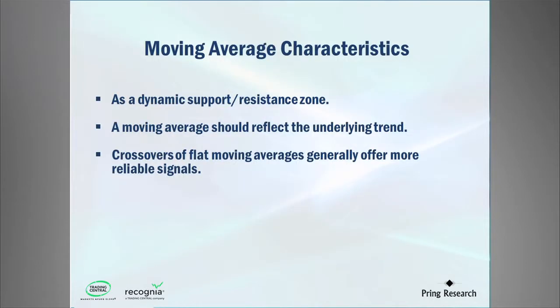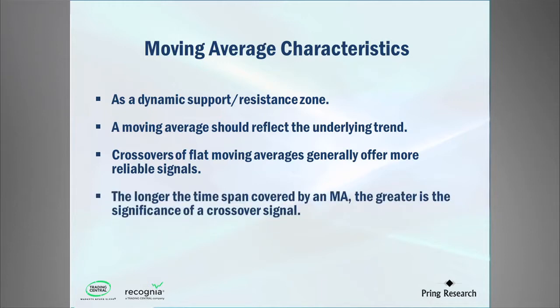Generally speaking, the longer the time span covered by a moving average, the greater is the significance of a crossover signal. For instance, the violation of an 18-month moving average is substantially more important than a crossover of a 30-day moving average or a 200-period moving average of a 5-minute bar chart. That again goes back to the idea that the longer the time span, the bigger the trend that's being monitored.